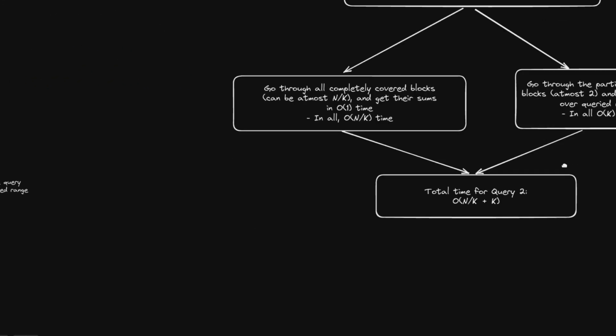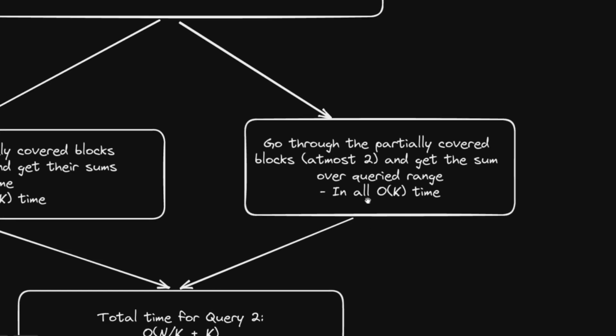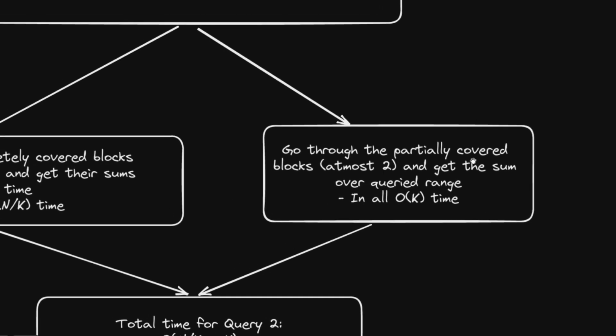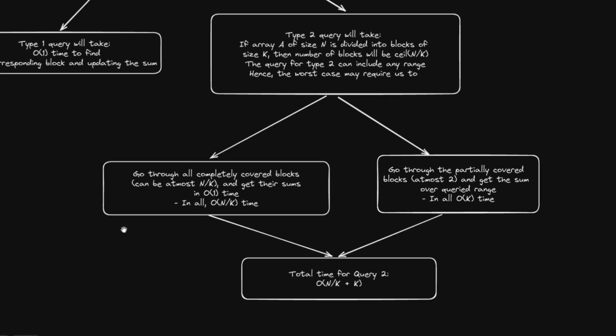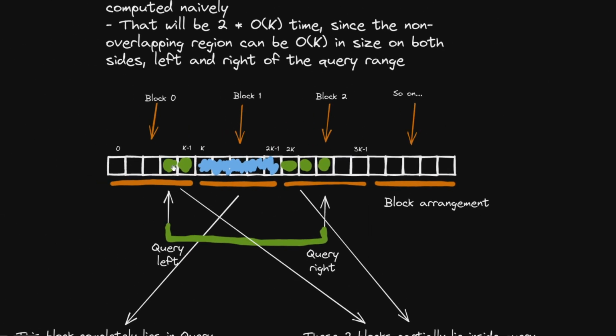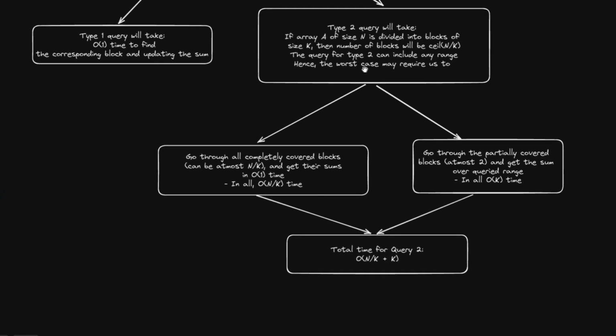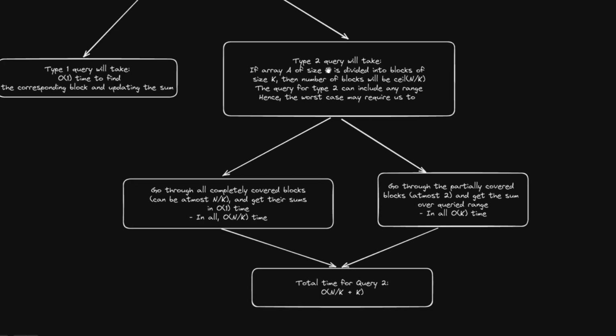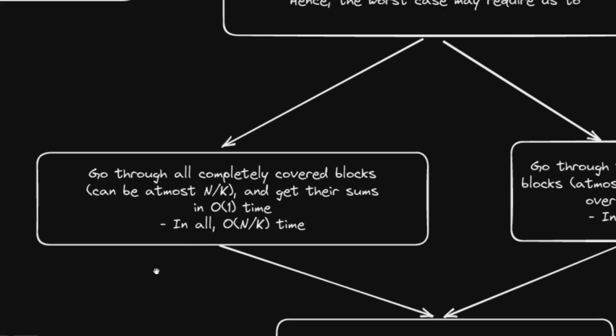So this is how we arrive at order k time complexity for partially covered blocks, which is at most 2 in this case. So as we saw, only the leftmost block in that query range that is given to us, and the rightmost can be partially non-overlapping. So basically I have divided the query 2 into two parts, going through all the completely covered blocks and going through partially covered blocks to get the required sum.